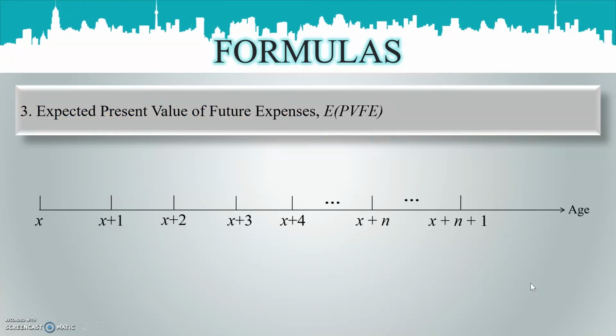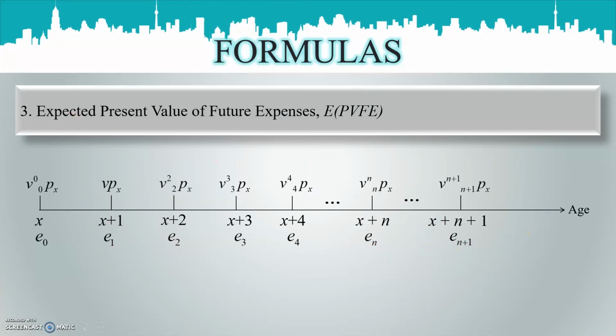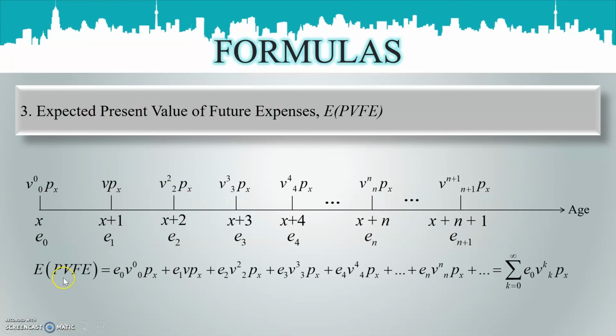So, for expected present value of future expenses, as you can see in the timeline, we multiply the amount of expenses in each particular year with the expected present value of future premium, and we also sum them up to get the formula.